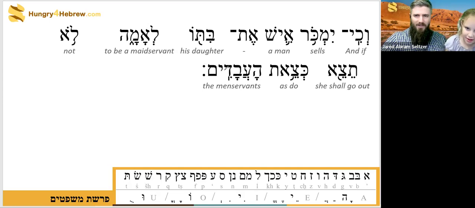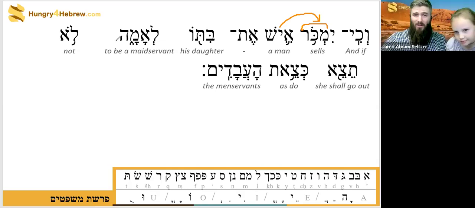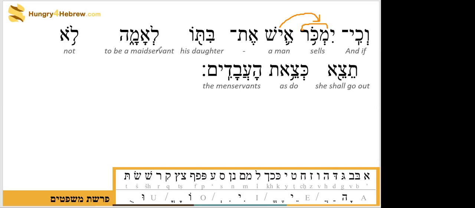All right, now this is also going to be another kind of controversial, maybe, verse in our modern times, but well, it's in the Bible, so let's read it. V'chi, this is going to be another, and if or when. Yimkor, machar is to sell, so he will sell. If a man shall sell et bito, his daughter. What? Why would he do that? Le'ama, to be a maidservant. Why would he do that? Different.